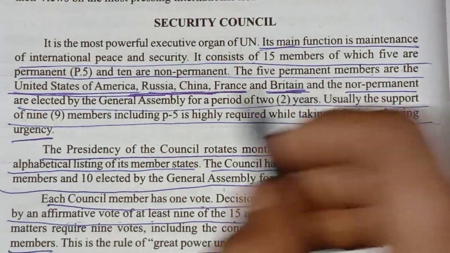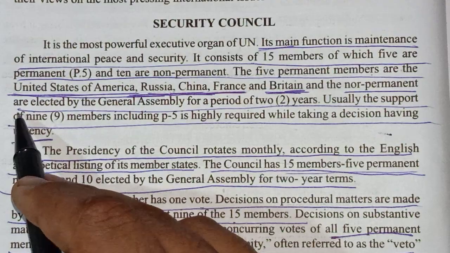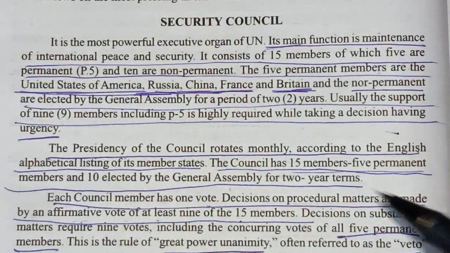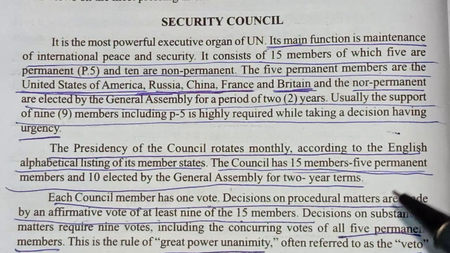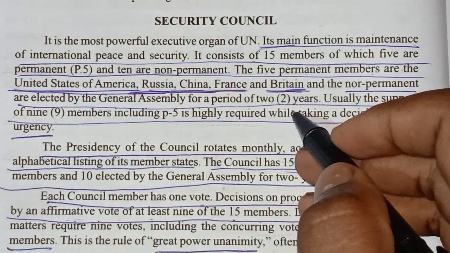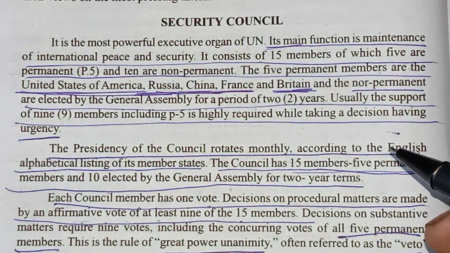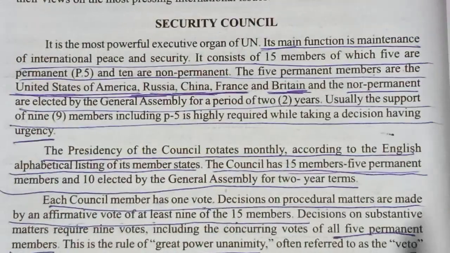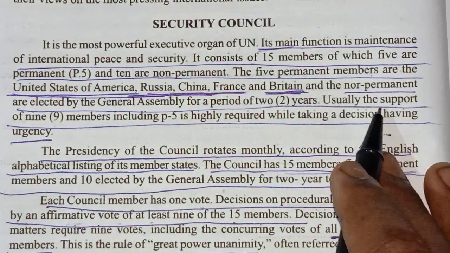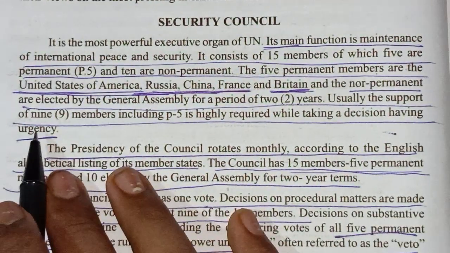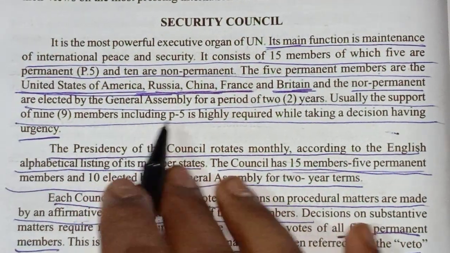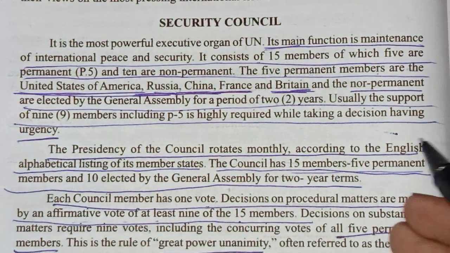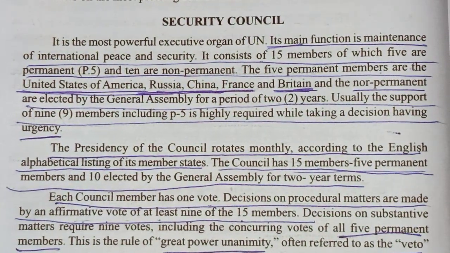The non-permanent members are elected by the General Assembly for a period of 2 years. The tenure of non-permanent members is 2 years, and they are elected in the General Assembly. Usually, the support of 9 members, including the P5, is highly required while taking a decision having urgency.